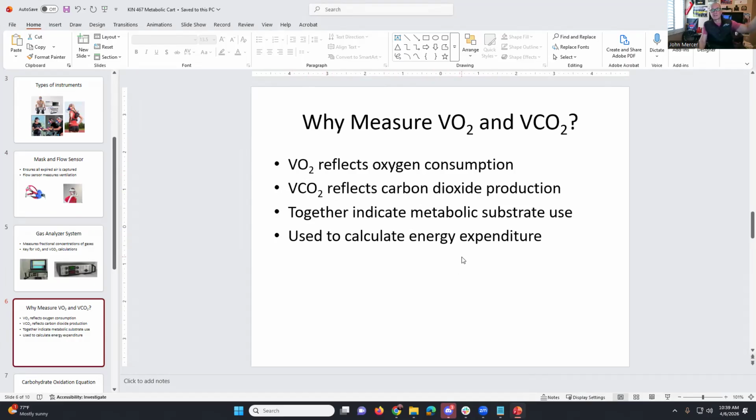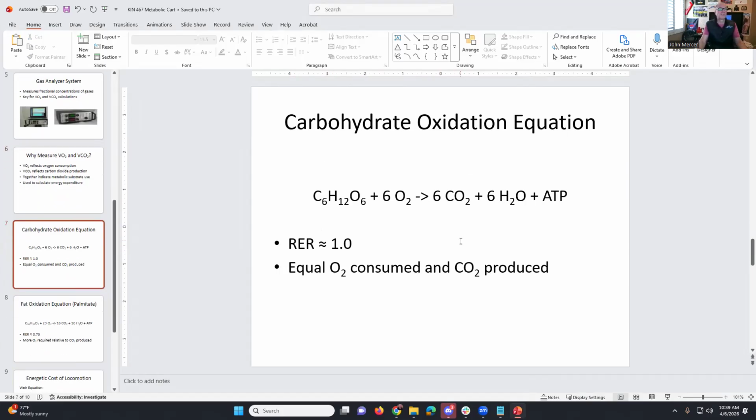Together, these two parameters help us understand metabolic substrate use, and ultimately we use both of these to calculate energy expenditure. So if you have that one system that's only measuring VO2, realize we are not getting the VCO2 part, and that's just a limitation of the instrument. Doesn't mean it's not useful. You just have to use the instrument in a way that reflects what it's doing.